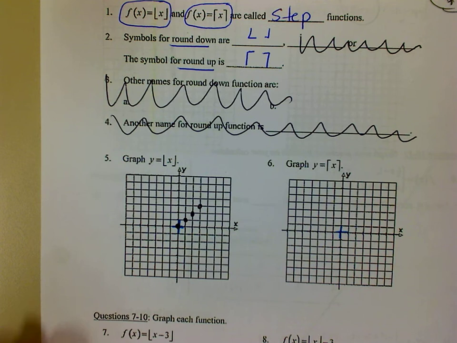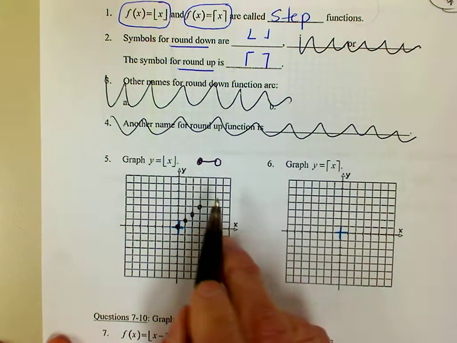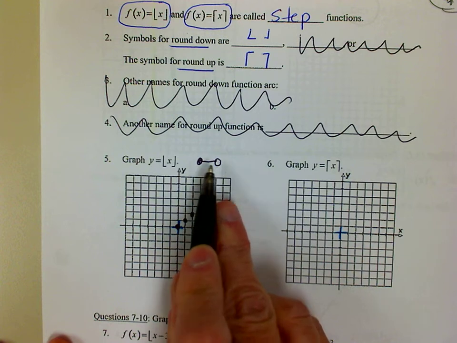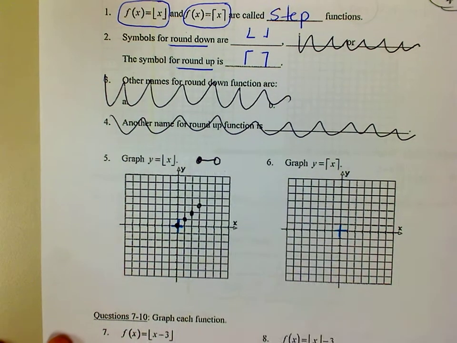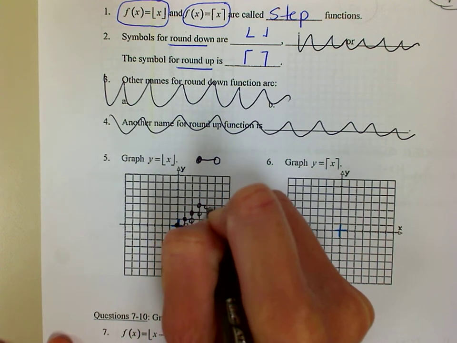And this means to round down. Therefore, if I'm rounding down, I want the number on the left or down to be closed in. So that means that the ones on the right are going to be open.